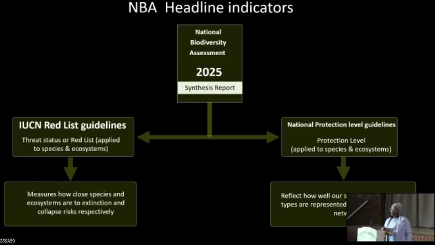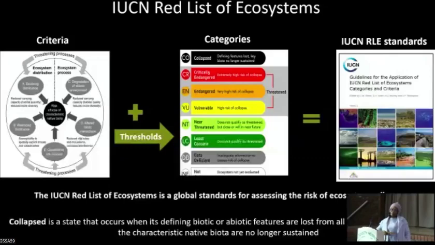Okay, now going to the second indicator, the protection level is a domesticated indicator that is also applied to species and ecosystem, and it allows us to measure how well our species and ecosystem are represented within the protected area network. For the purpose of this presentation, my focus will only be on the Red List of Ecosystems.